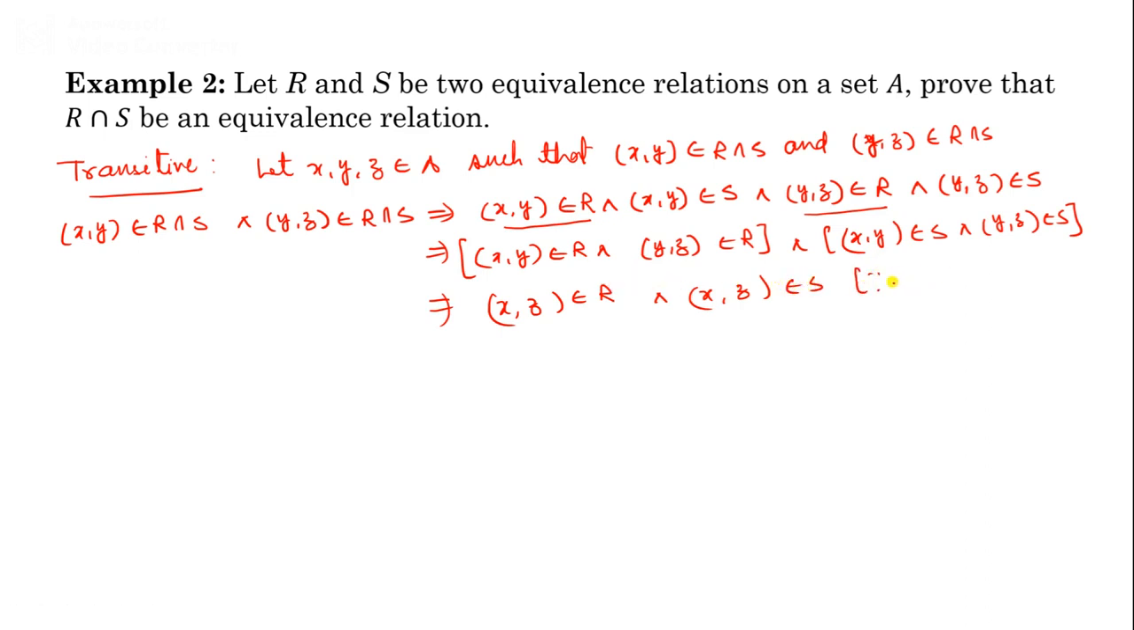Since R and S are transitive relations, that's why you can write (x, z) belongs to R and (x, z) belongs to S. Now you can write (x, z) belongs to R intersection S. So we started with this one, and finally we found (x, z) belongs to R intersection S. Therefore R intersection S is transitive.